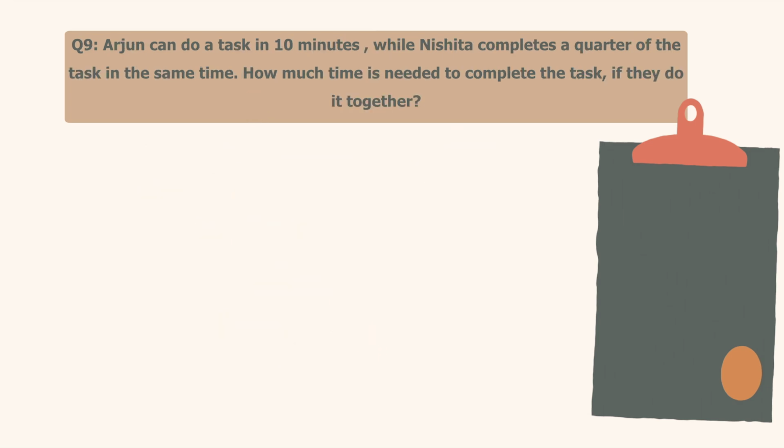I hope you understood. Arjun can do a task in 10 minutes, while Nishida completes a quarter of the task in same time. How much time is needed to complete the task if they do it together? Please pause and solve.